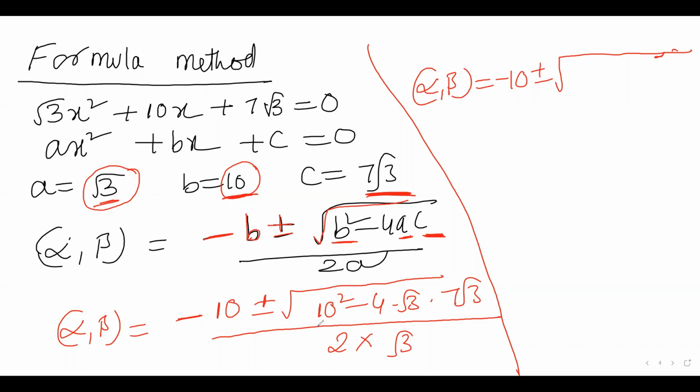10 square, how much? 10 square is 100. 4 into 7√3, tell me, 4 7s are 28, root 3 into root 3 will become root 3 square. Square and root cancel. By 2 into root 3, what will it be? 2 root 3. Done.